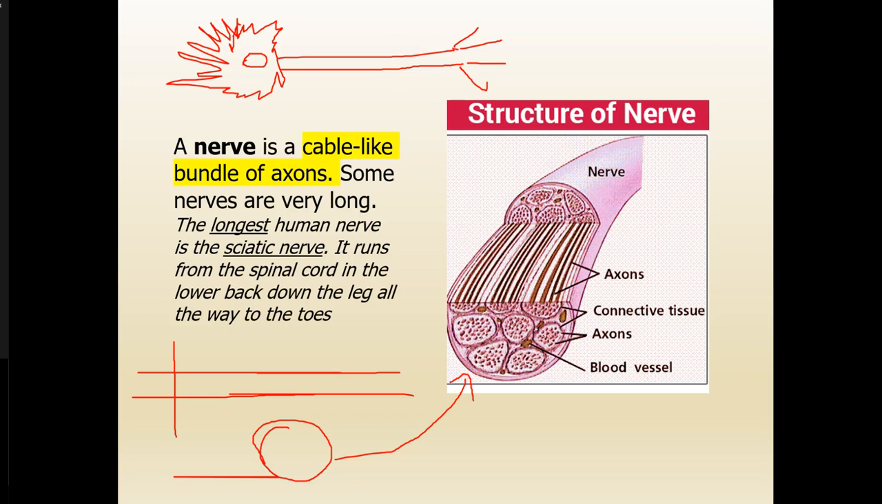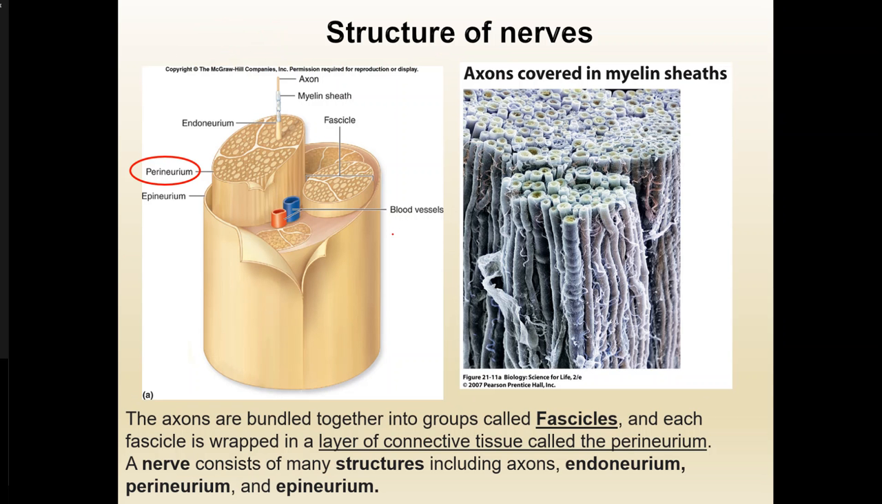Some of these nerves, these cable-like bundles of axons, can be very long. The longest nerve in the human body is the sciatic nerve. We're going to look at it today. Okay, so let's take a look at the organization of the axons within a nerve.